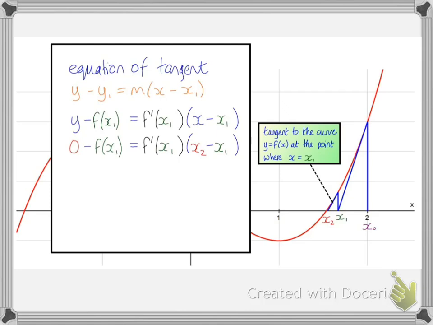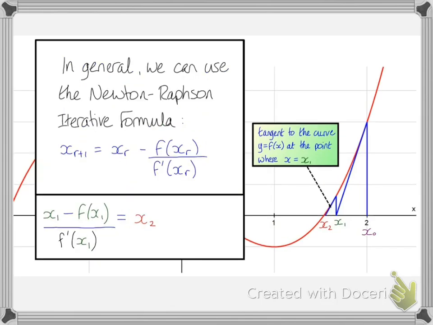I can also substitute in the values for y and x using that y is 0 and x is x2, which is the coordinates of this point where this second tangent cuts the x-axis. Now if I just rearrange, then I can get a value x2 in terms of x1. And it's exactly the same formula as for x1 in terms of x0. And in general, what I've got is the Newton-Raphson iterative formula, that to create an x value, I use a previous x value minus f of that x value divided by f dash of that x value.